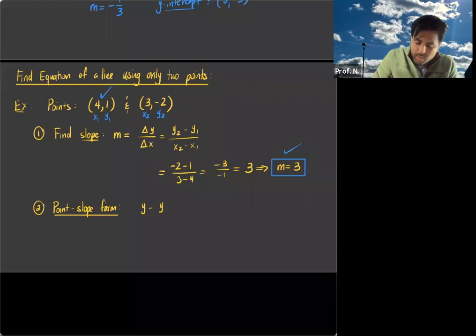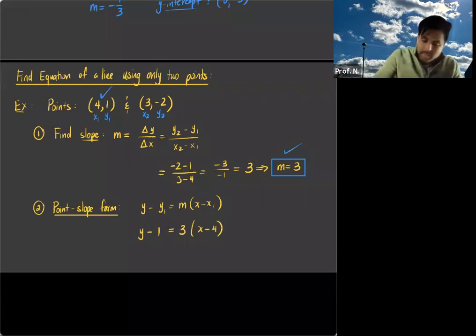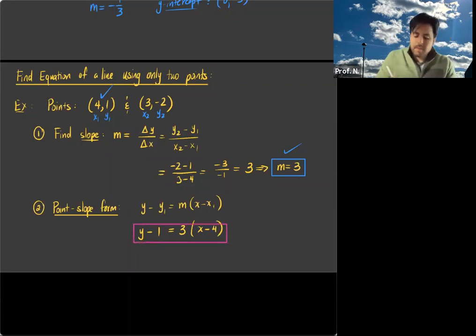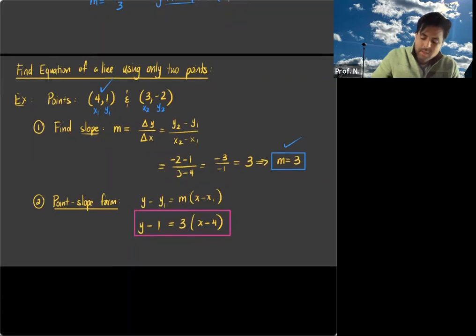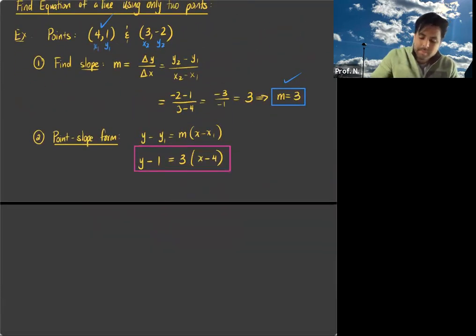So I got y minus y1 equals m times x minus x1. So I'm going to plug in y1 will be 1, m would be 3, and this would be x minus 4. So I am done. If I find the point slope form of the line, I'm finished here. There's not much else that I need to do. Done. However, if I want to write it in slope intercept form, so this is point slope form.